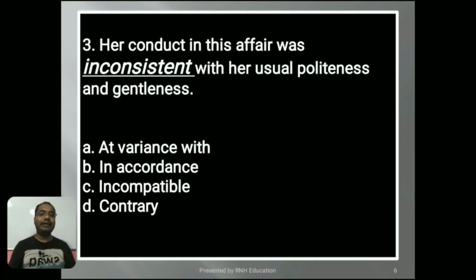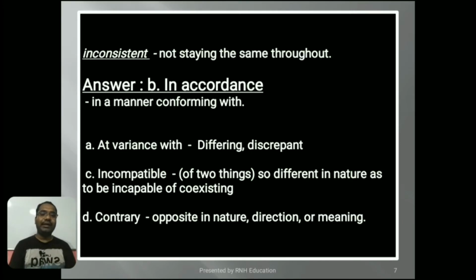Her conduct in this affair was inconsistent with her usual politeness and gentleness. Options are A. at variance with, option B. in accordance, option C. incompatible, and option D. contrary. Let us check the answer. First of all, take the word inconsistent. Inconsistent means not staying the same throughout. So the right answer should be option B, that is in accordance. In accordance means in a manner conforming with. So the right opposite word should be in accordance.